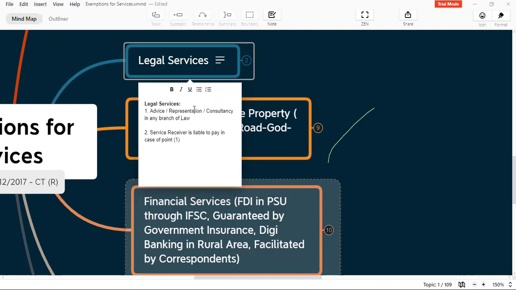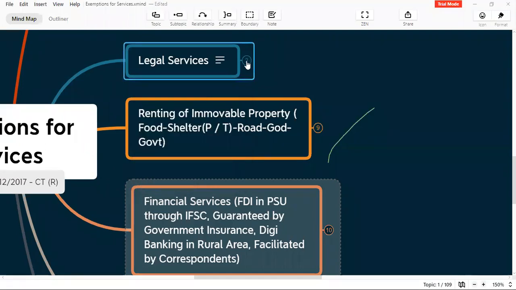If you go to an advocate and tell him that you want a consultancy related to your management, you want succession planning to be done for your company, you want some advisory on how to motivate your employees, then it is not related to any branch of law. In such cases, it would not be treated as legal services. Okay, so let's be clear. What it says is advice, representation or consultancy related to any branch of law is covered.